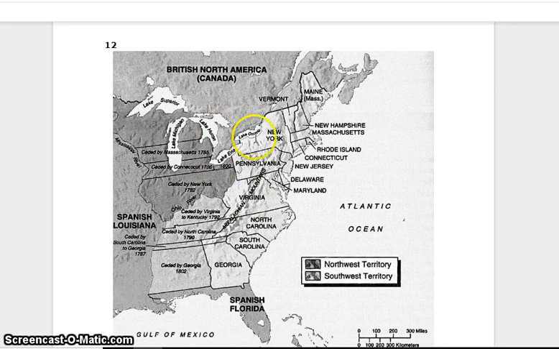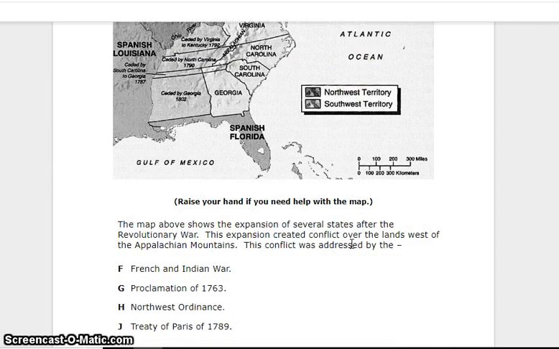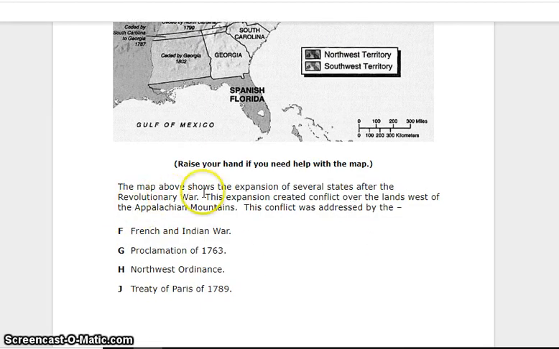Number 12. We have the Northwest Territory, the Southwest Territory. A map above shows the expansion of several states after the Revolutionary War. This expansion created conflict over the lands west of the Appalachian Mountains. This conflict was addressed by F. The French and Indian War, G. Proclamation of 1763, H. Northwest Ordinance, J. Treaty of Paris, 1789.